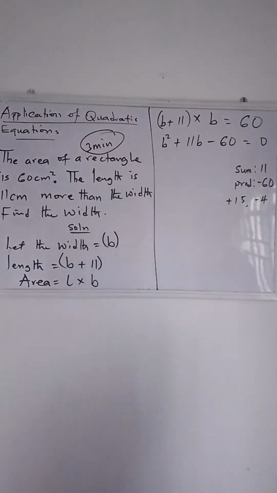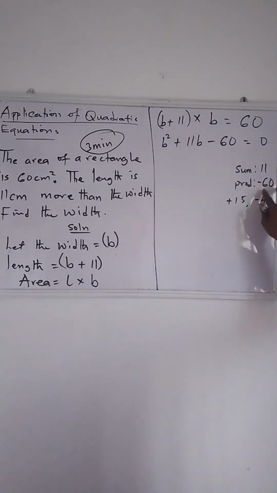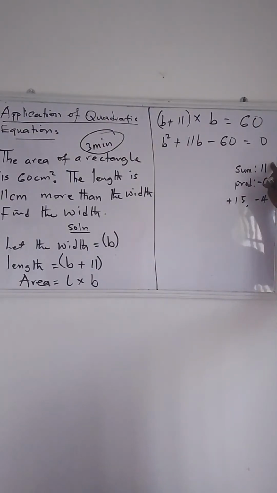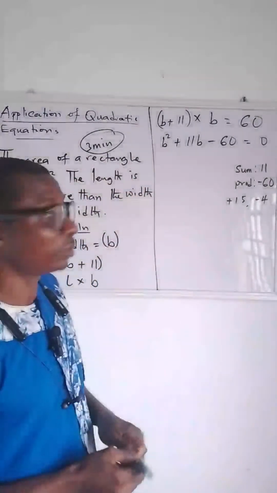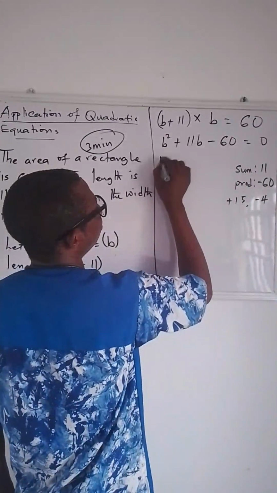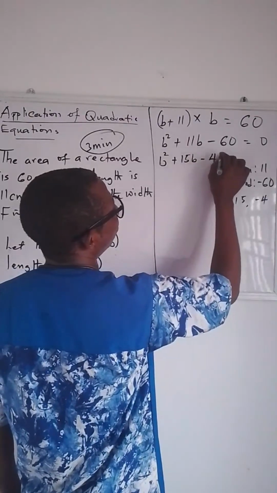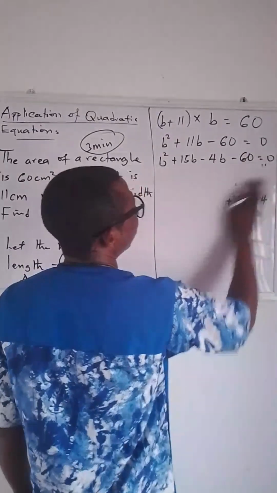All right, so let's see if these two numbers are correct. Now, when you use this to multiply this, you have minus 60. Right, now let's add this and this together. You have plus 11. That means you are correct. So give yourself a round of applause. That's very good. So now this equation turns to b squared plus 15b minus 4b minus 60 equals to 0.